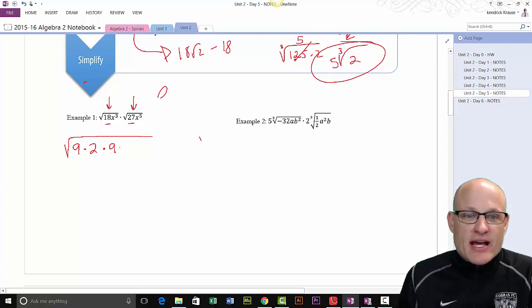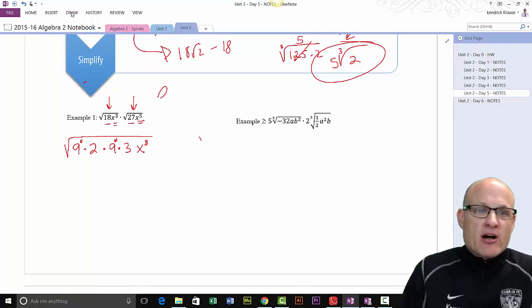The 27 is 9 times 3. See, there's where I got that 81 from. Those two make 81. x to the 8th. Do you see how that worked? Because x cubed times x to the 5th, we add the exponents.